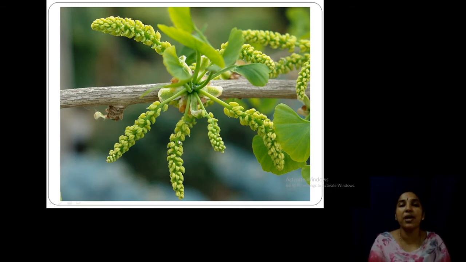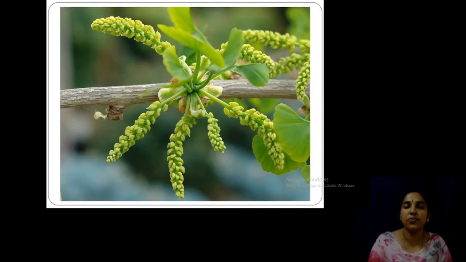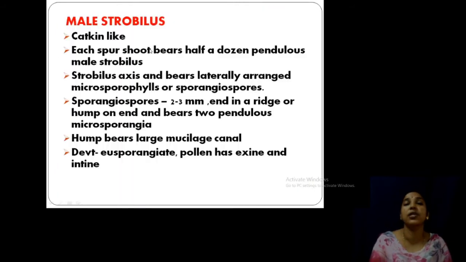So, in its appearance you can see this looks like stamens or anthers. Clear? Then male strobilus. So, the male strobilus is catkin-like, we already discussed. Catkin is an inflorescence, that is a pendulous, drooping type of inflorescence. It is somewhat similar to that. The spur shoot bears dozens of pendulous male strobili. In the last picture you see, in this picture you can see clusters of many dozens of male strobili present in the spur shoot.